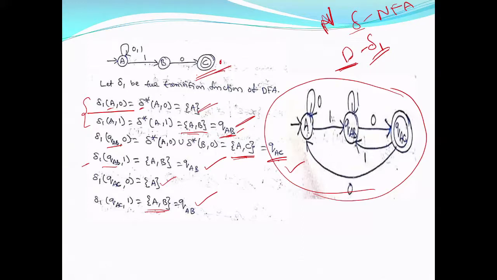If you want, you can check. This DFA will accept all strings ending in 10. Similarly, this NFA will also accept all strings ending in 10. So these two are going to be equal.